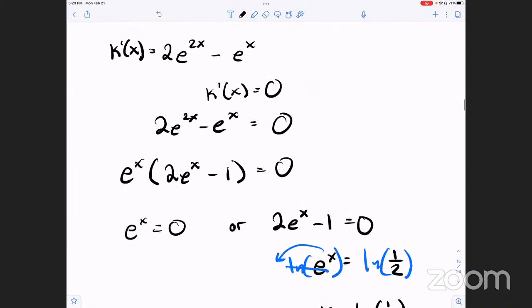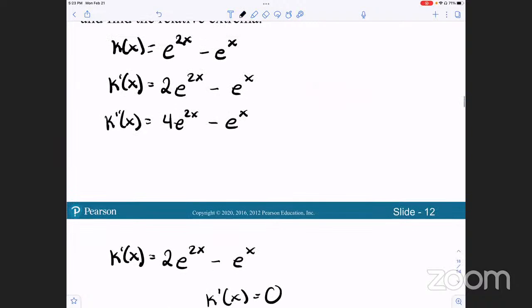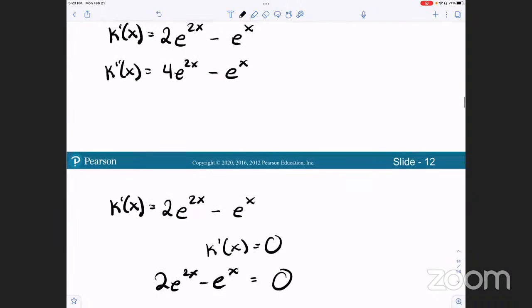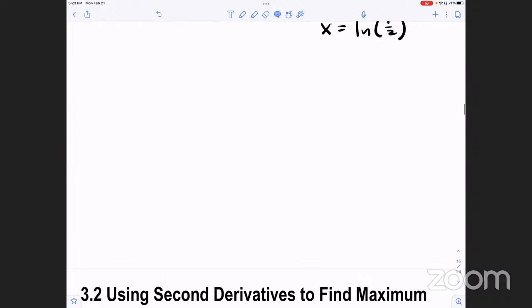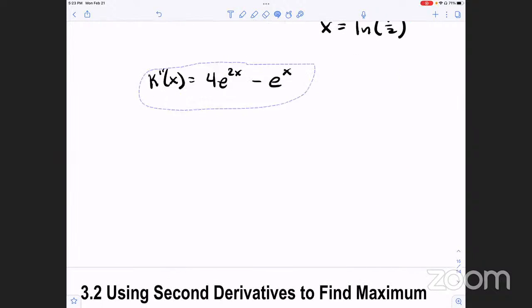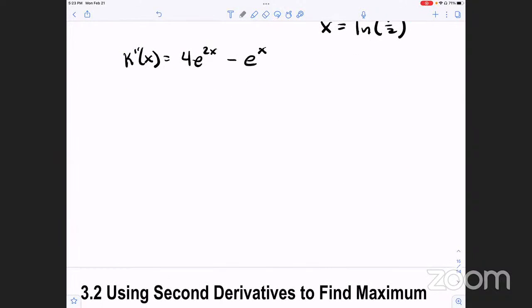So then we can take this and plug it into the second derivative and see what kind of result we get. So we've got the natural log of 1/2. Let's see if we can do it by hand. Let's copy, paste. So now let's look at k double prime of the natural log of 1/2. That's going to be 4 e to the 2 times what?